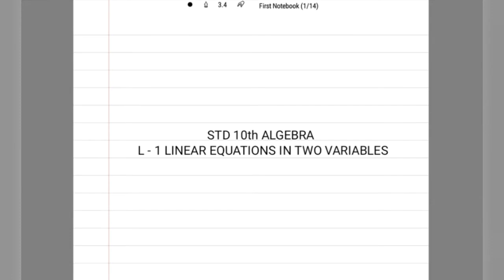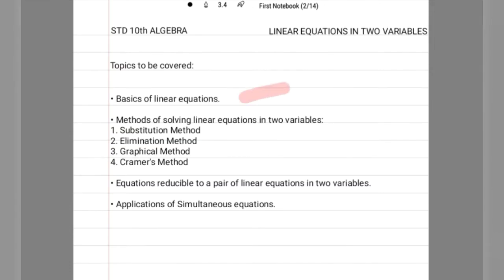Let's succeed. Now in the last video we started with the first chapter of algebra, linear equations in two variables. That was the first part of this chapter in which I have covered the topics basic of linear equations and the first three methods, that is substitution method, elimination method and graphical method. I have decided to cover this chapter in three videos. That is, in the first video, I had covered the three methods and the basics of linear equations.